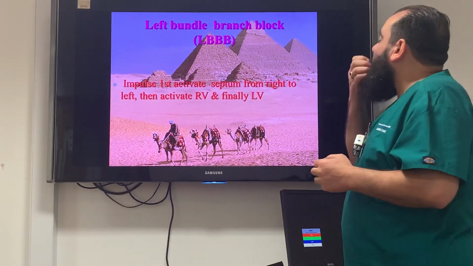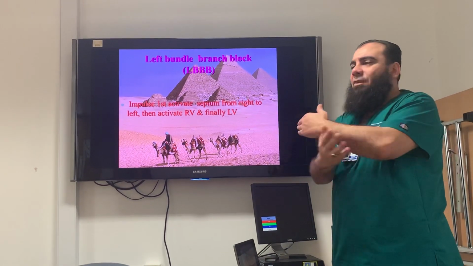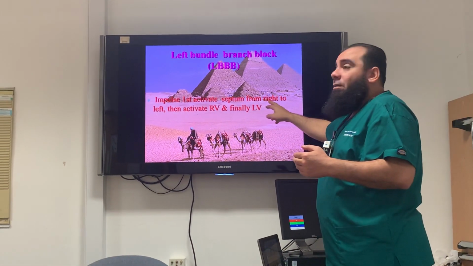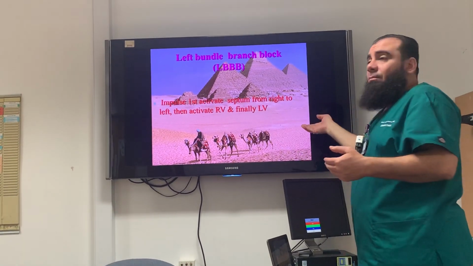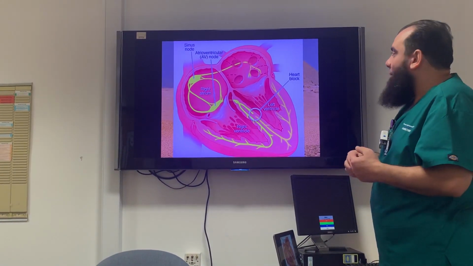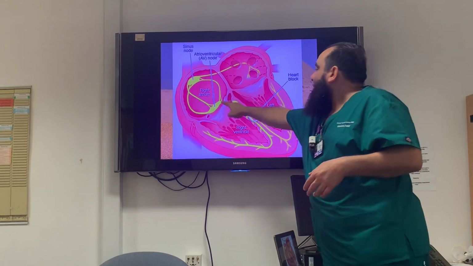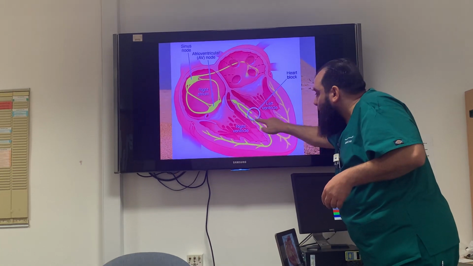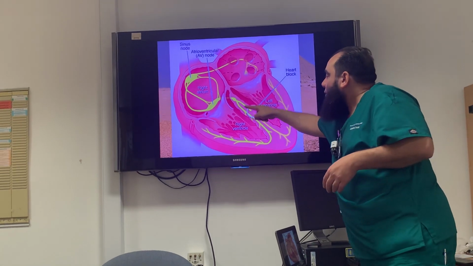Okay. So left bundle branch block. Do you understand the principle of the right one? It's the same principle, but vice versa. The impulse first activates the septum from the right to the left, because the left is blocked, then activates the right, then activates the left. Simple. Same excitation, the block is here. So the impulse comes to the node, then to the right branch, activates the septum in that direction, then goes to the right ventricle, then finally to the left one. And there is no pathway from here.